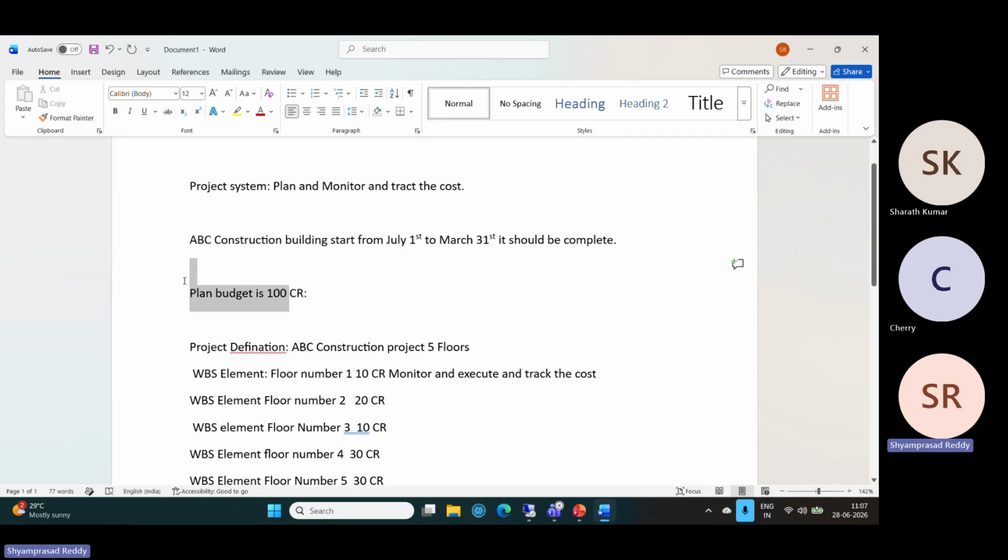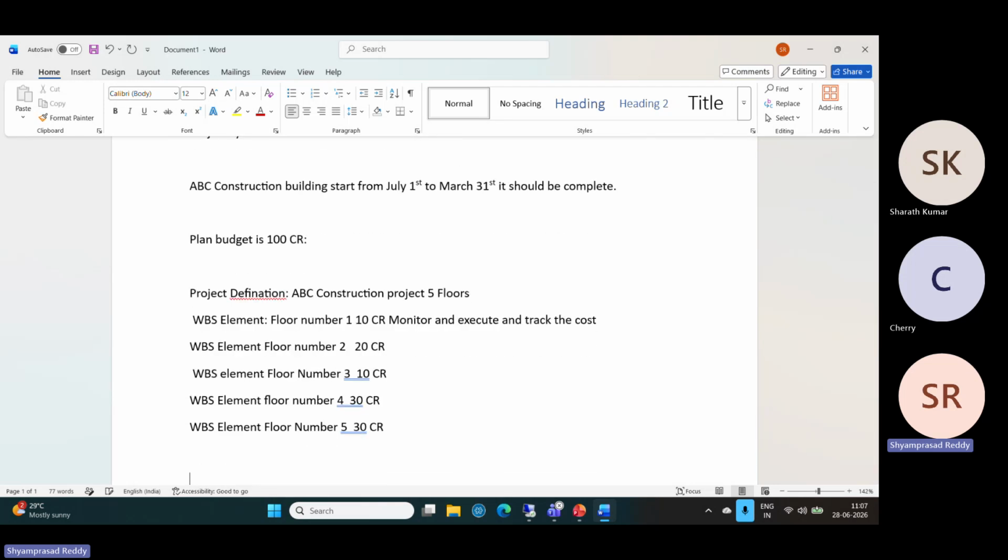You have a budget of 100 CR for the ABC construction project. For floor number 1 you assigned only 10 CR. If you track, you are exceeding. For example, the WBS element is exceeding 10 CR in the 2026 fiscal year.